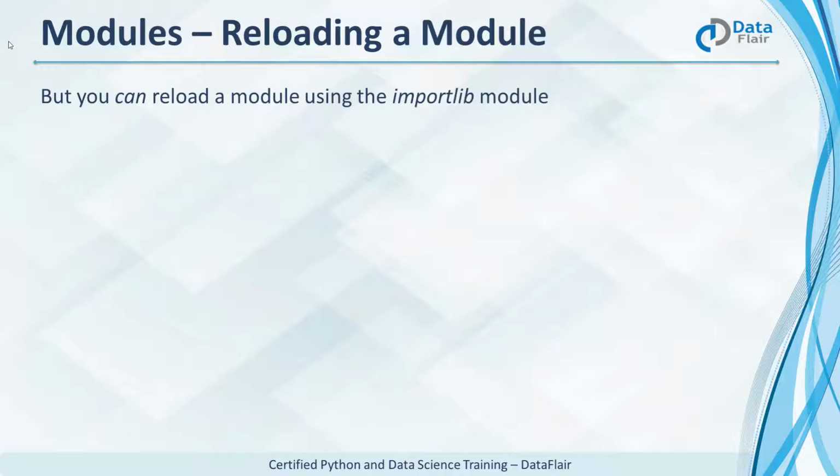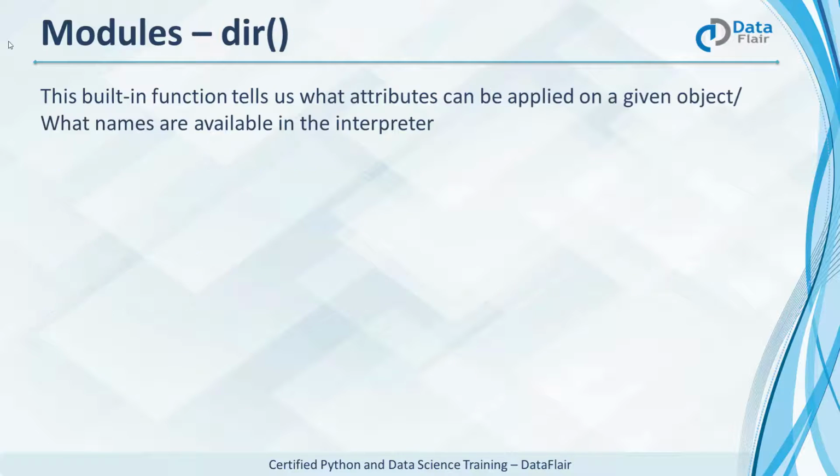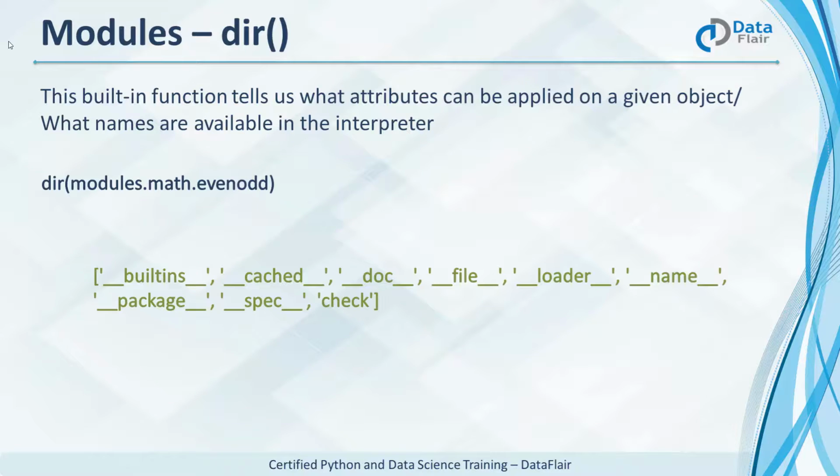But if we want these statements to run on subsequent imports as well, we can reload the module using the importlib module. As you can see, reloading it does print out importing evenodd. A built-in function, dir, tells us the available attributes for an object. With evenodd, we have these attributes available.